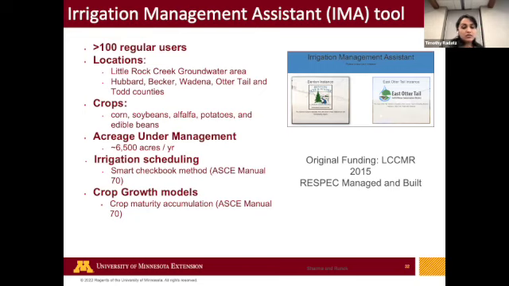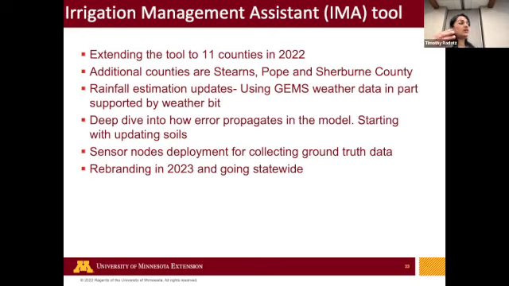What we are trying to do is, we got this funding last year from LCCMR again to update this tool, to make it more accurate, and to expand it throughout the state, free of cost for all the growers to be used. So that's our plan, to give this tool out for all the counties in Minnesota by the end of 2023.